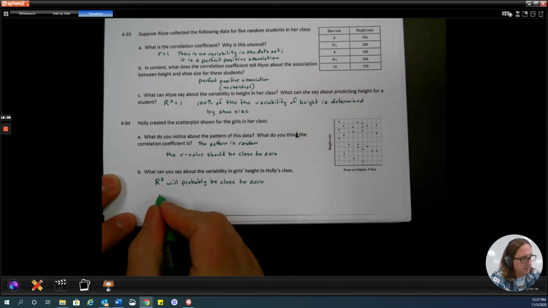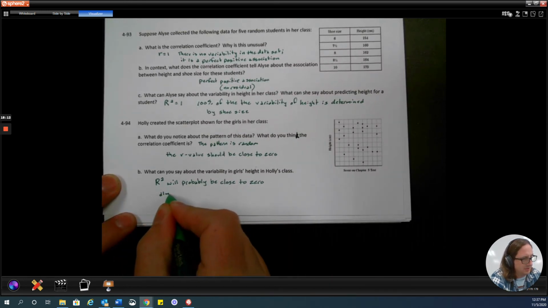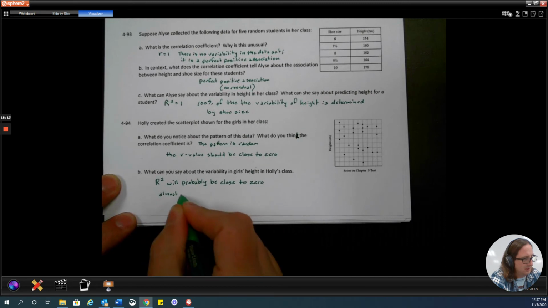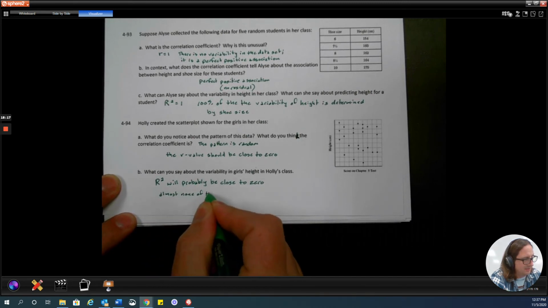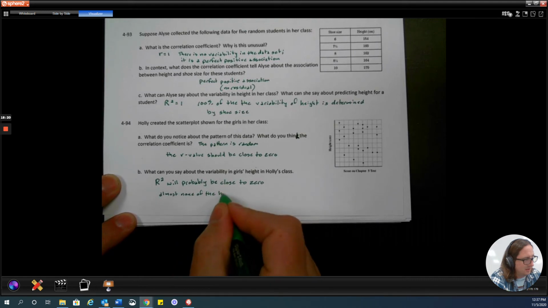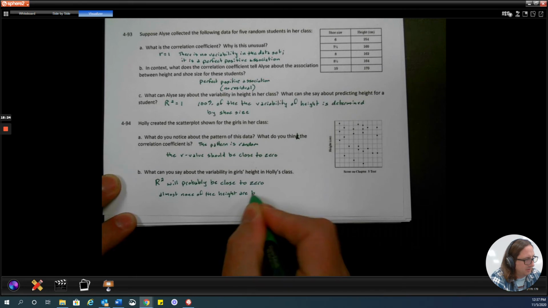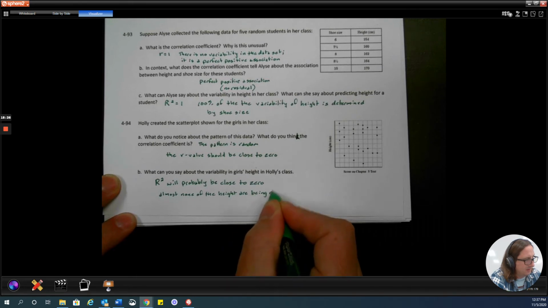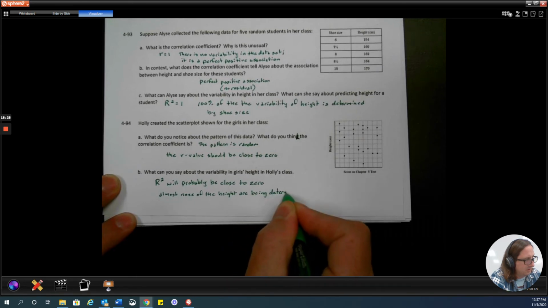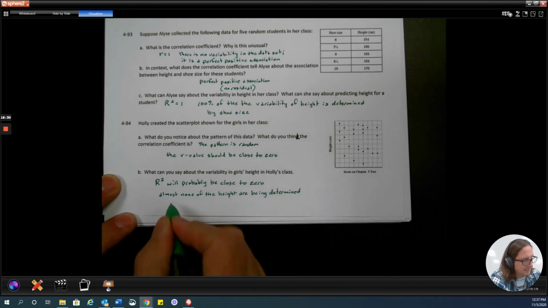So almost none of the heights are being determined by test scores.